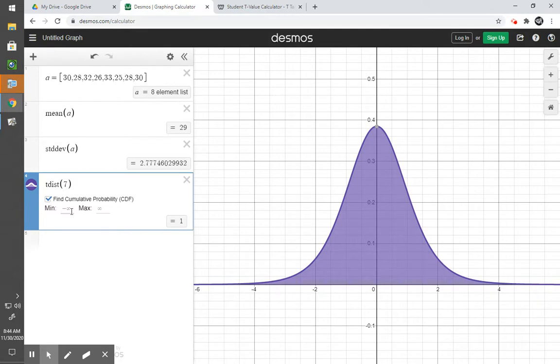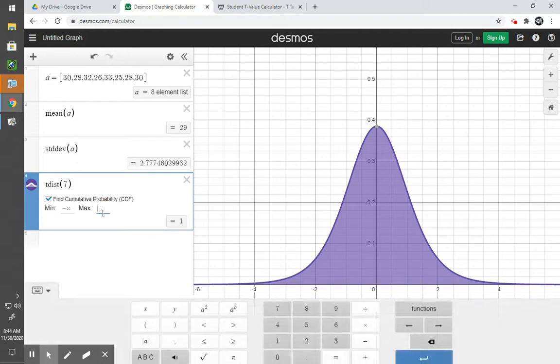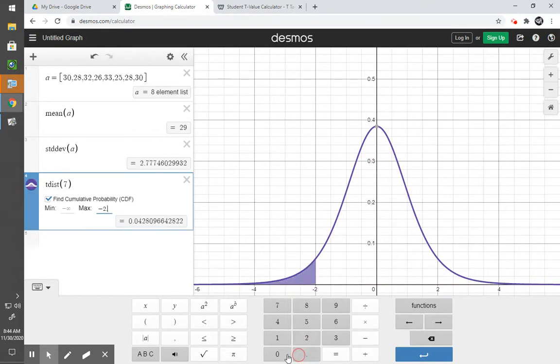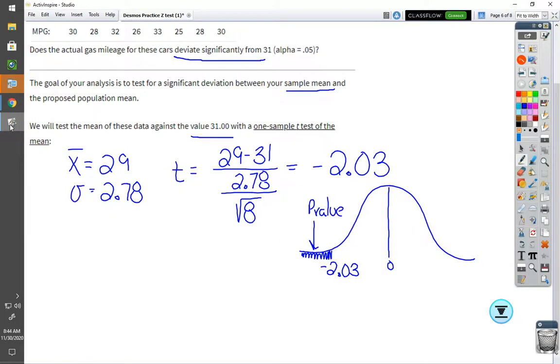When it does that, it asks me, where would you like to place these things? Okay, well, it's a left tail for me because remember, I have a negative number, so my minimum is negative infinity, but my maximum is going to be negative 2.03. And I wind up with this nice little probability right here that shows 0.04. 0.04 is the p-value on one tail of my test.